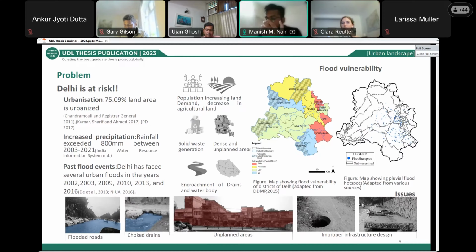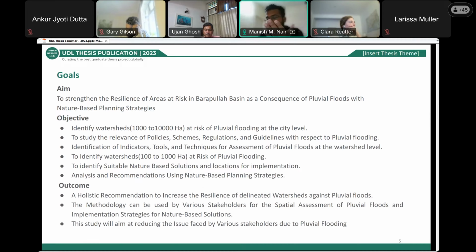Now, to address this, I have developed a methodology to increase the resilience of areas at risk in the Barapullah Basin with certain nature-based planning strategies. The framed objective primarily focuses on identifying the areas at risk due to pluvial floods and the suitable locations for implementing and selecting those NBS strategies at two major scales. The study has also focused on developing interventions that will increase the resilience of the areas, and a methodology that can be used by various stakeholders simultaneously trying to reduce the issues caused by floods.